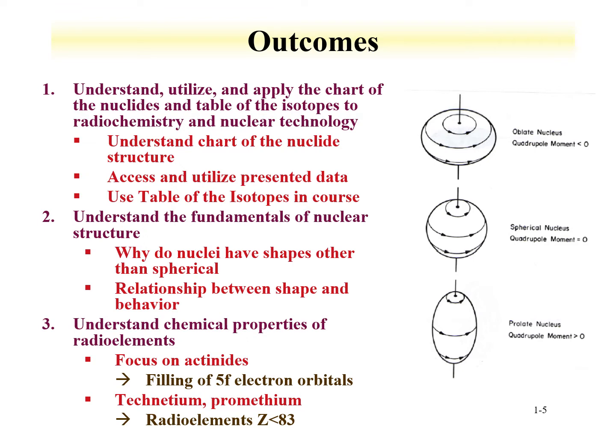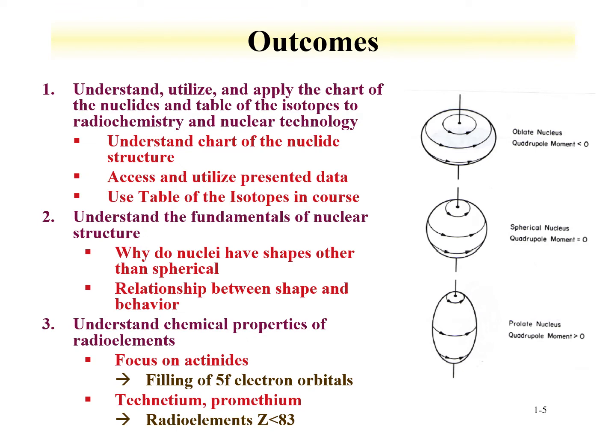Another thing the students should understand is the structure of the nucleus. Often in chemistry, we ignore the nucleus, but within this course, we do want to investigate the fact that the nucleus has structure. Here there's an example of oblate, spherical, and prolate nuclei, and we will discuss within the course how this structure is understood and what the relationship is between the shape of the nucleus and some behaviors that are observed.